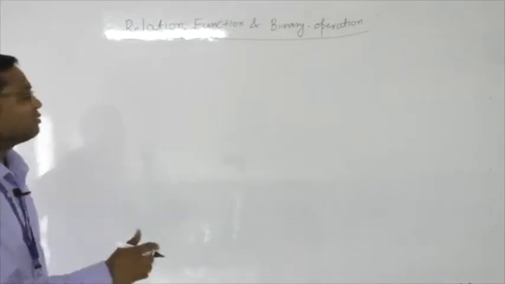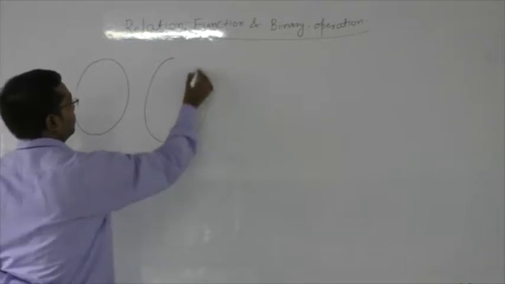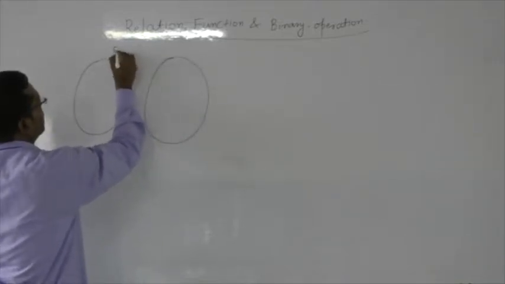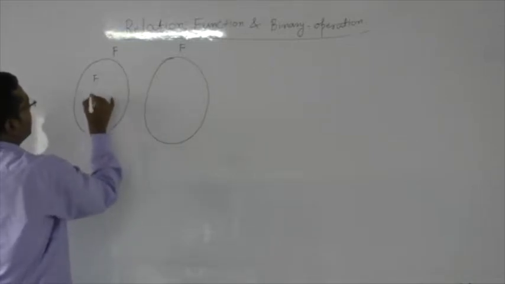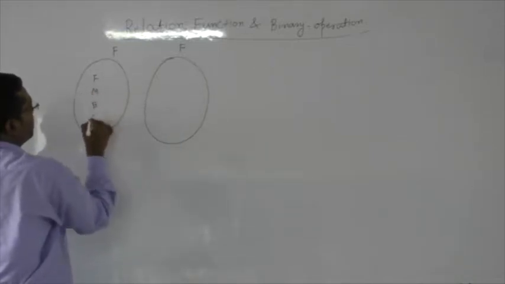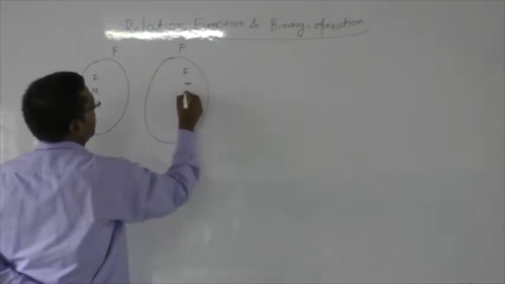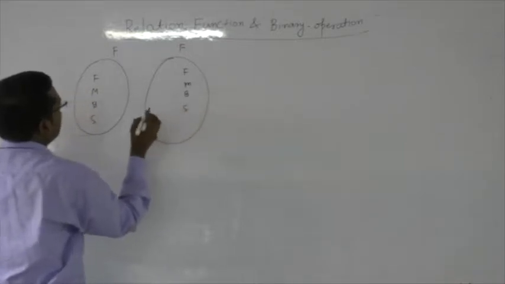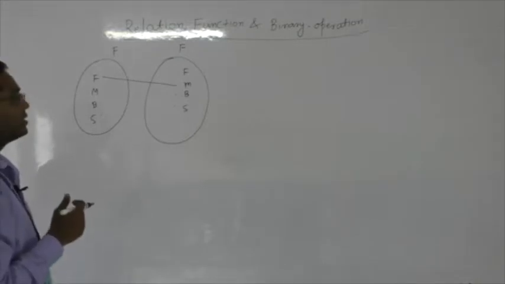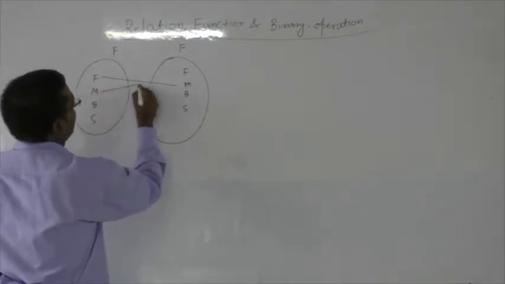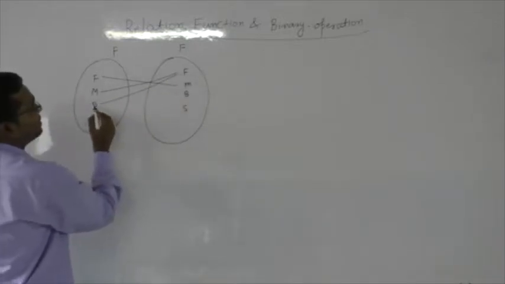Let's see, I am taking one example first. Suppose we have a family. Here we have father, mother, brother, sister, and here also father, mother, brother and sister. So father and mother are related as wife and husband. The relation is wife, husband. Mother and father, wife, husband. Brother and father: brother is the son of father.